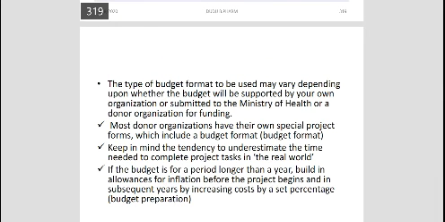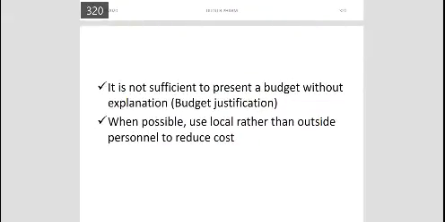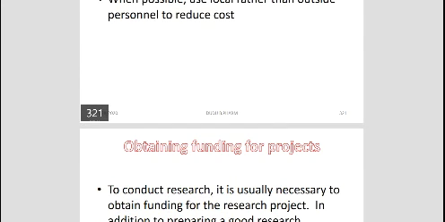Keep in mind the tendency to underestimate the time needed to complete project tasks in the real world. If the budget is for a period longer than a year, build in allowances for inflation before the project begins, and in subsequent years by increasing cost by a certain percentage. It is not sufficient to present a budget without explanation. When possible, use local rather than outside personnel to reduce cost.